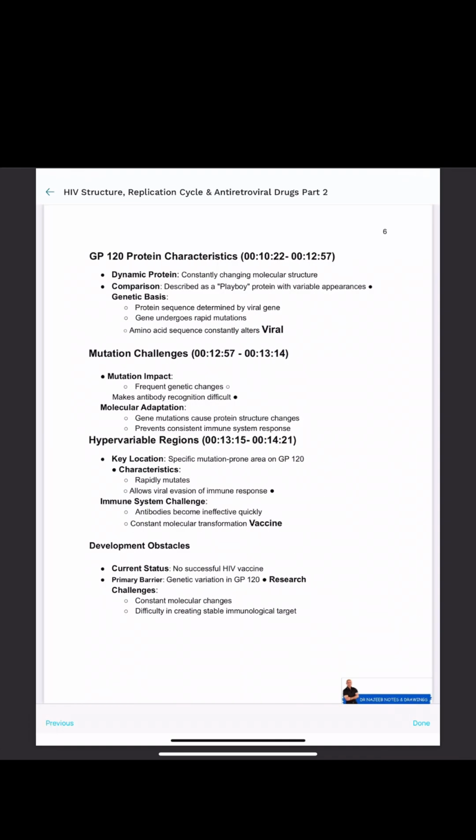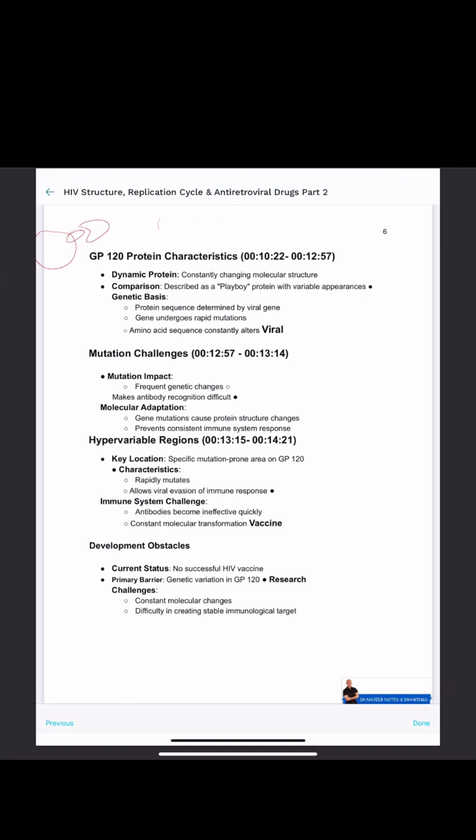What are the GP120 characteristics? It is a constantly changing molecular structure, described as a playboy protein with variable appearances. The protein sequence is determined by the viral gene, and if the gene undergoes rapid mutation, then the amino acid sequence will constantly alter the virus.